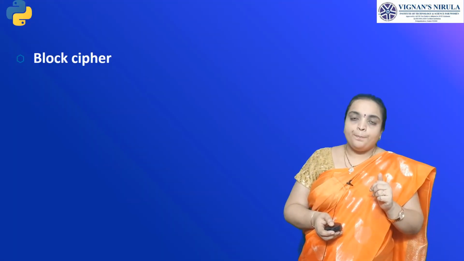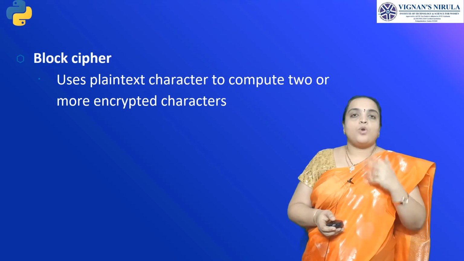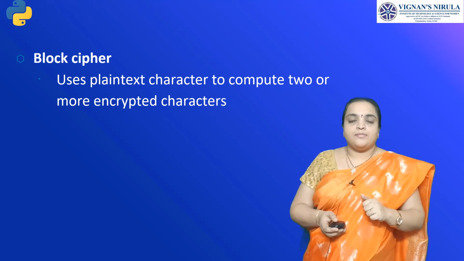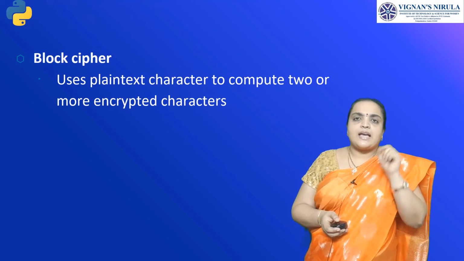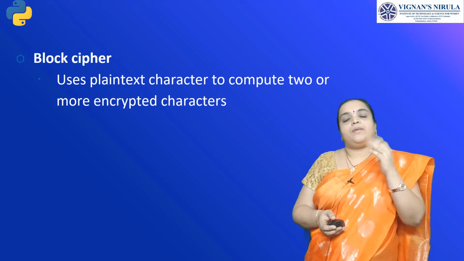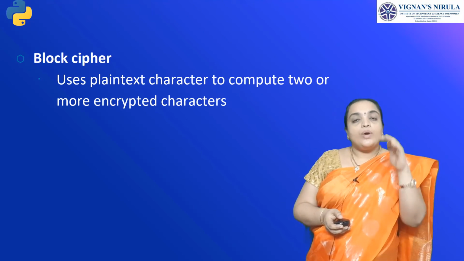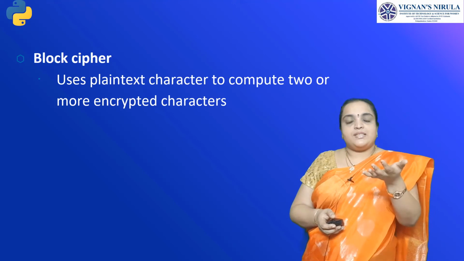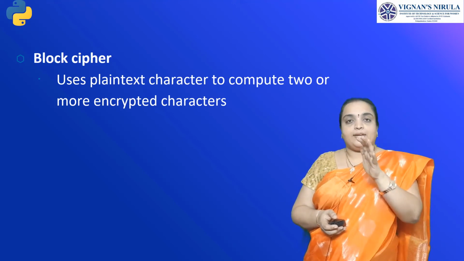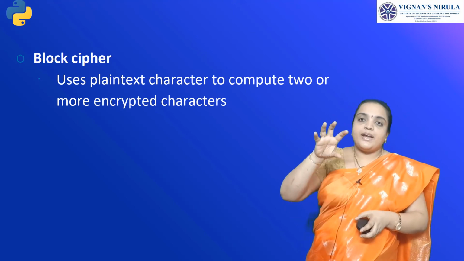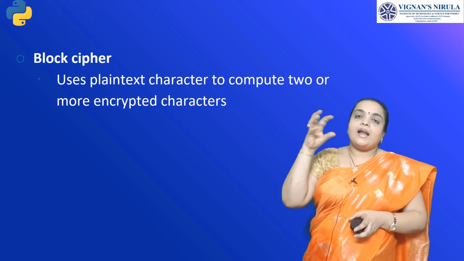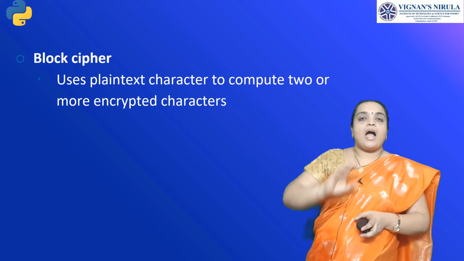Is it okay? Then let us move on to the block cipher. Till now we have seen the Caesar cipher. So what is block cipher? Block cipher is nothing but it uses the plain text character to compute 2 or more encrypted characters. So to encrypt a message, it will use 2 or more characters. Means it will add some data in the front of the character and some data in the back of the character.